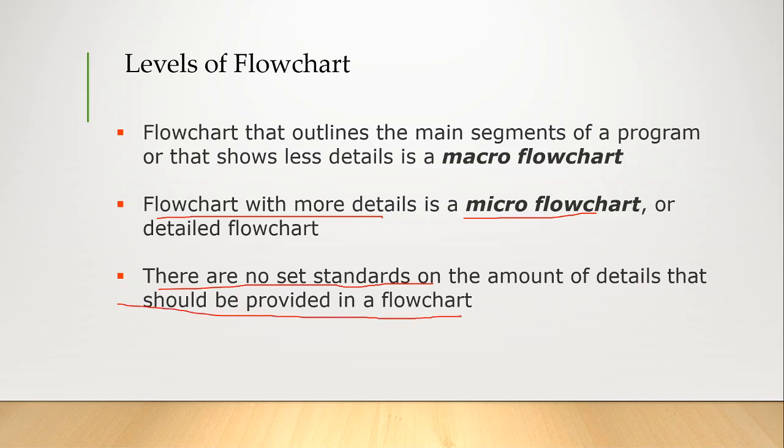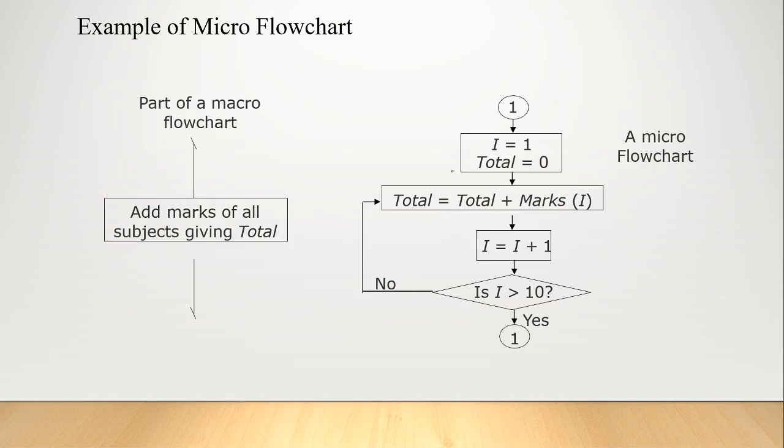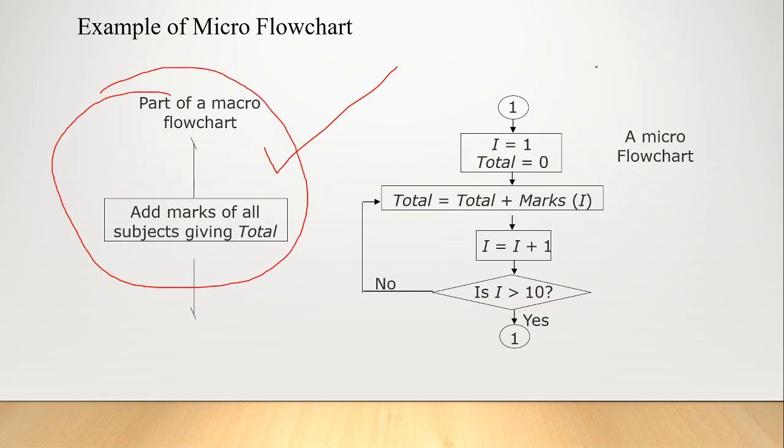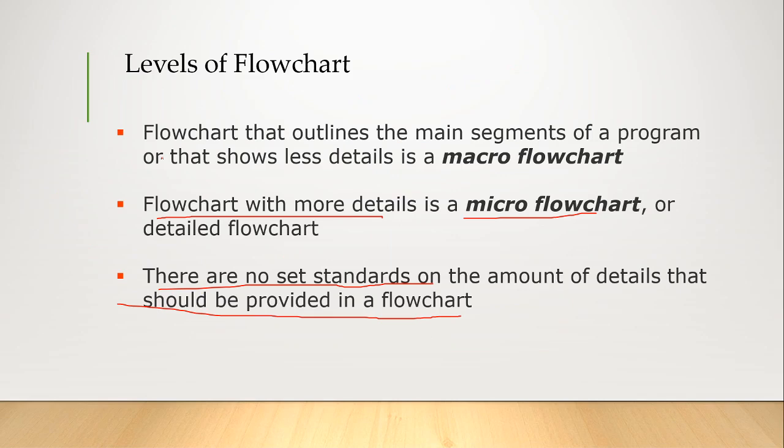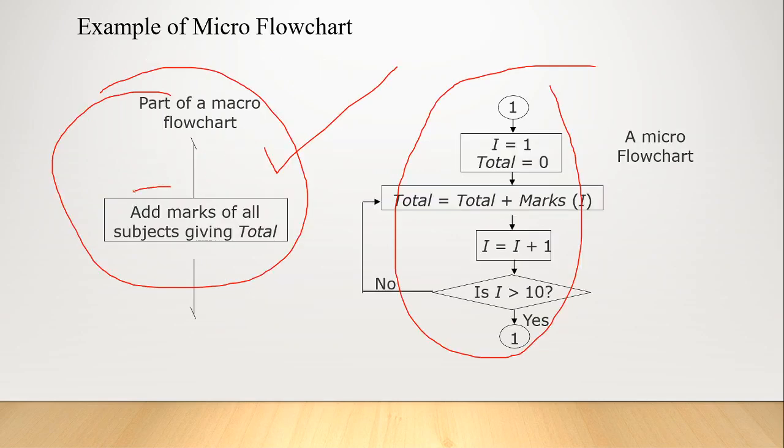So there are no standards till date that set how much detail is to be provided in the flowchart. This one is the example of a micro flowchart. This one is a kind of macro flowchart, and this one is a kind of micro flowchart. In a macro flowchart, only the external or main segments of the program are displayed, like adding marks of all the subjects giving the total.